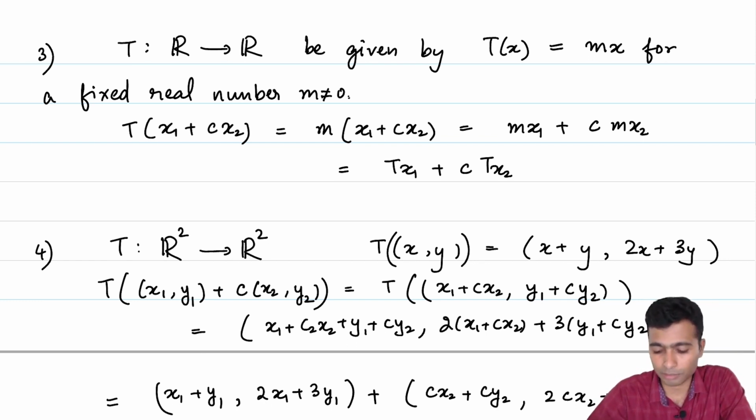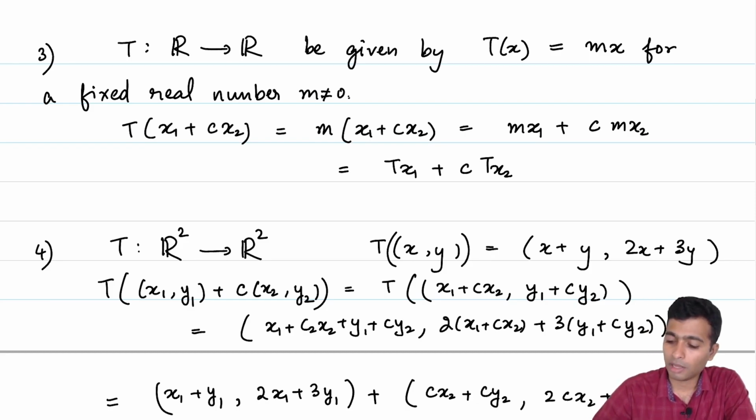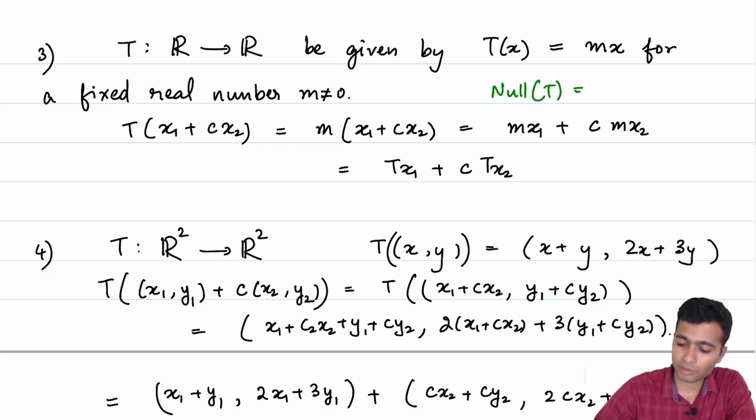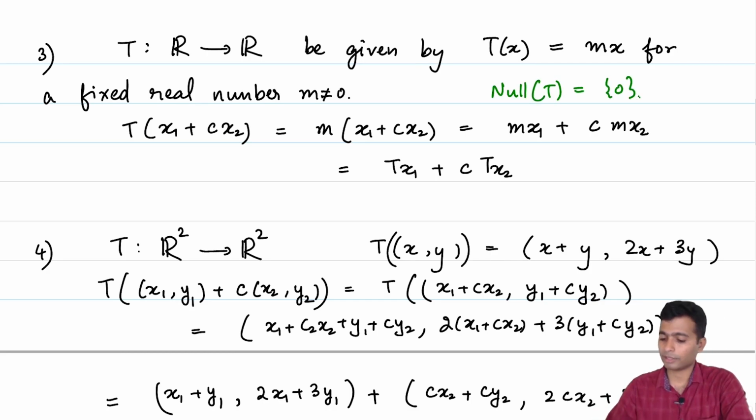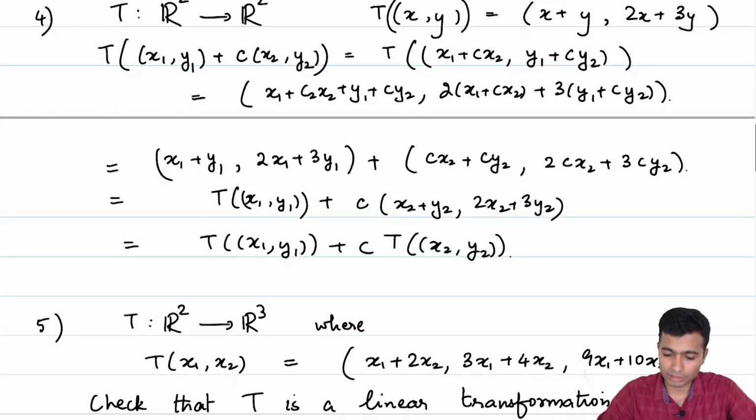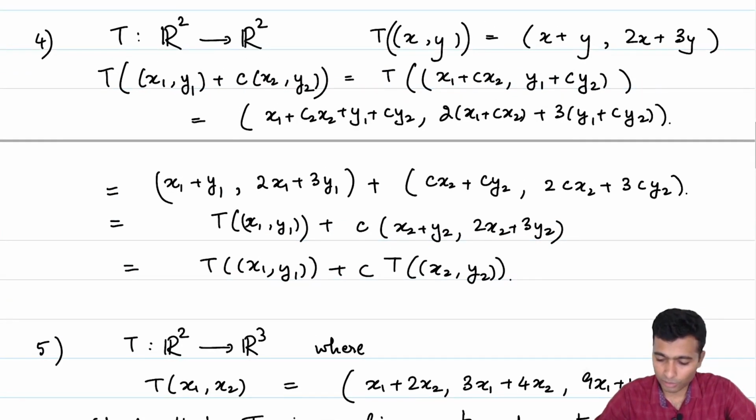We have already seen that example. So let's only look at non-zero linear transformations in this example. If m is non-zero, mx equal to 0 forces x to be 0. So here null of T will again turn out to be just the 0 vector. You should check that it's the same case in example 4 as well. The null space is just the 0 space, the 0 set.